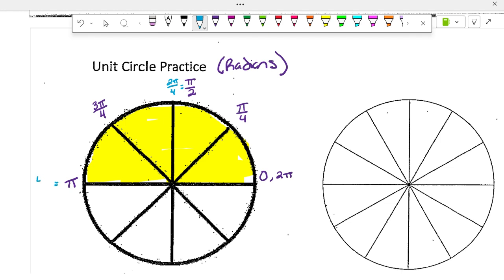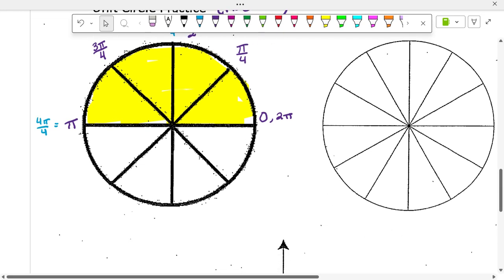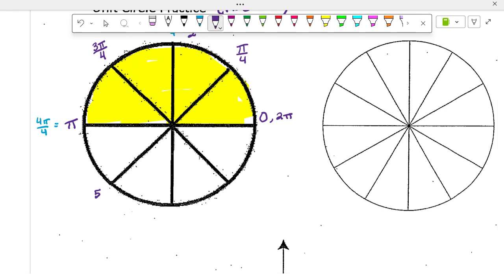Pi would be the same thing as 4 pi over 4. It just simplifies down to pi. Okay, still adding fourths. So if I add another fourth, what would this one be? 5 pi over 4. We're just adding another pi or another 1 to 4 pi. If I add another fourth, what would it be? 6 pi over 4. But what does that simplify down to?